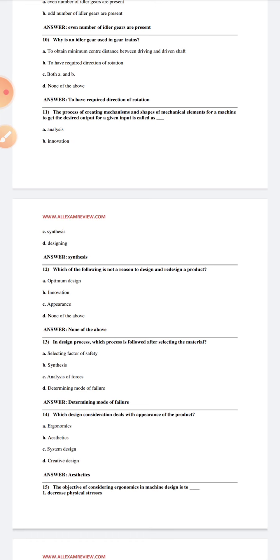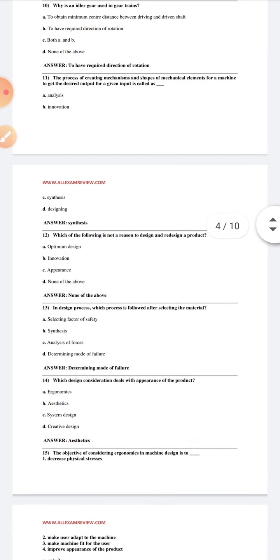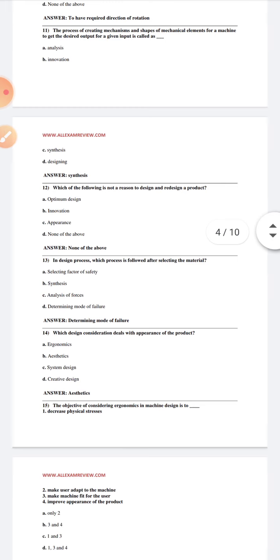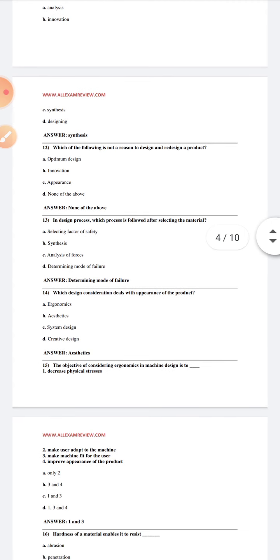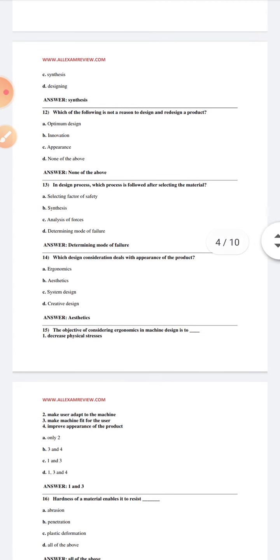Which of the following is not a reason to design and redesign a product? None of the optimum design. In the design process, which process is followed after selecting the material? Determining mode of failure.